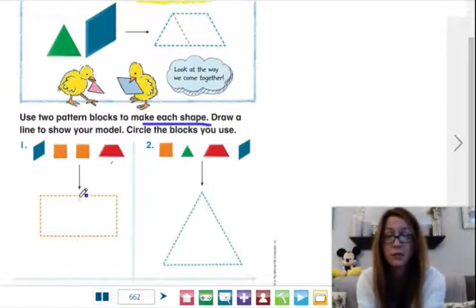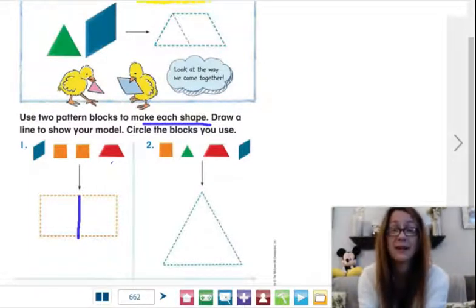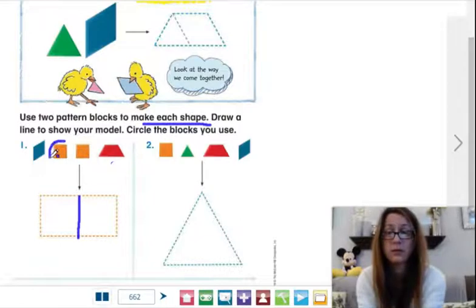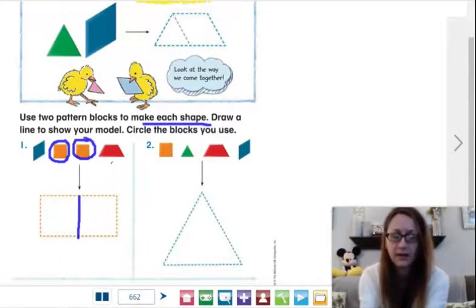So I'm going to draw one line down the center of my rectangle. And then once we do that, we can see our rectangle is now divided into 2 equal sides. So there are our 2 squares. So now I'm going to circle my 2 squares in the example. So those are the 2 shapes that we used. All right, let's look at number 2.